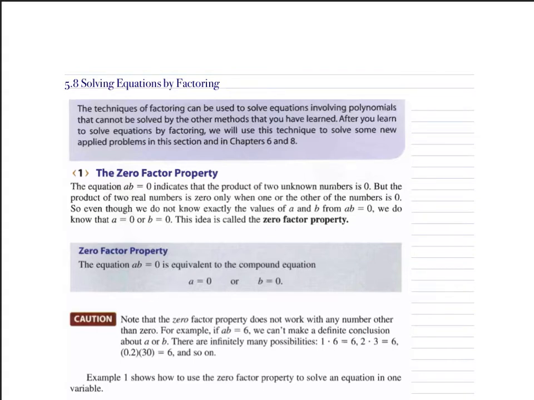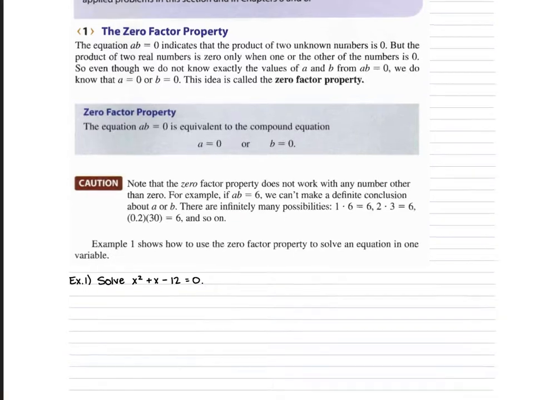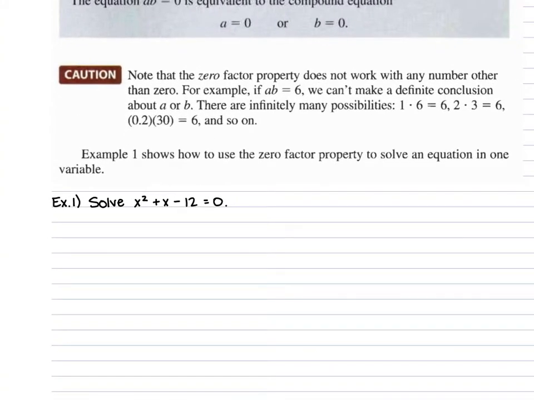5.8 goes over solving equations by factoring. When you solve equations by factoring, you have to factor completely in order to even get started. Once you factor completely, you will set each part equal to 0 and then solve for each part. So you will have multiple answers with these.